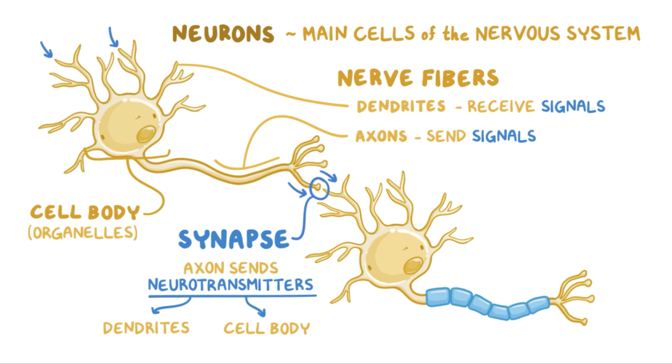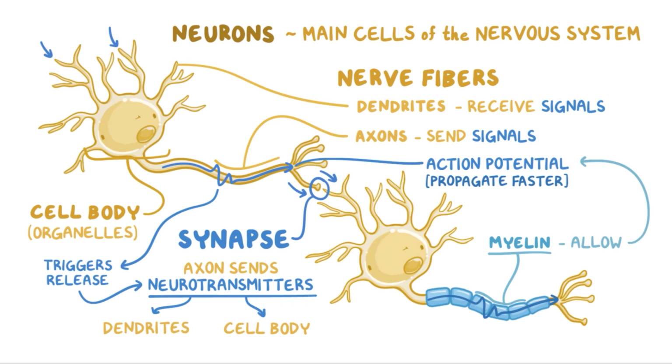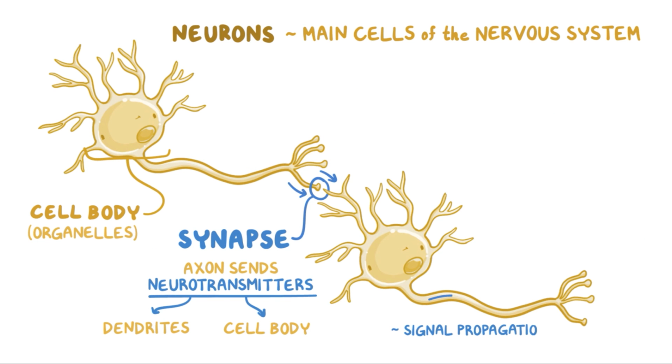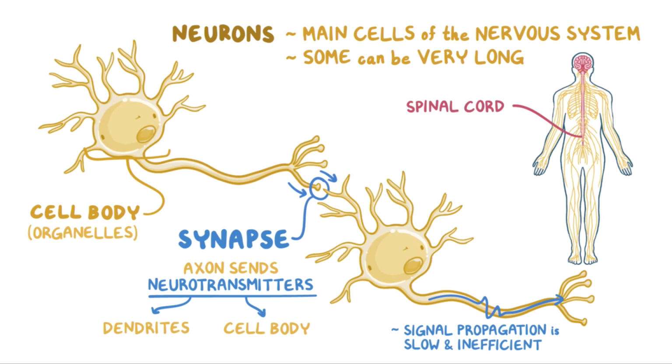The axons are intermittently wrapped in a fatty substance called myelin. Myelin is extremely important to neurons because it helps to allow an action potential to propagate much faster. And action potentials are electrical signals that race down the axon and trigger the release of neurotransmitters, or a chemical signal, on the other end. Without myelin, this signal propagation is very slow and inefficient. Since some of these neurons can be very long, especially ones that go from the spinal cord to the toes, the fact that myelin helps speed up action potentials is actually super important.